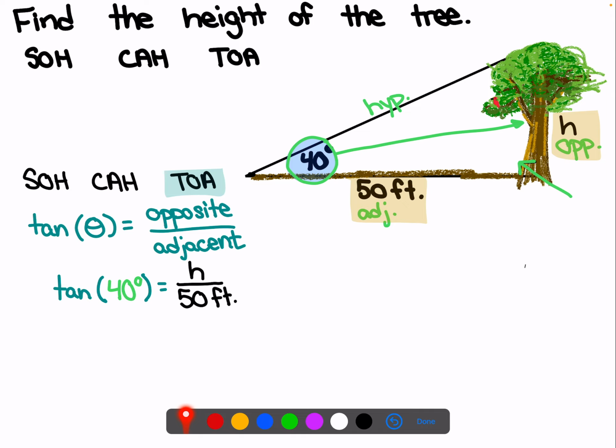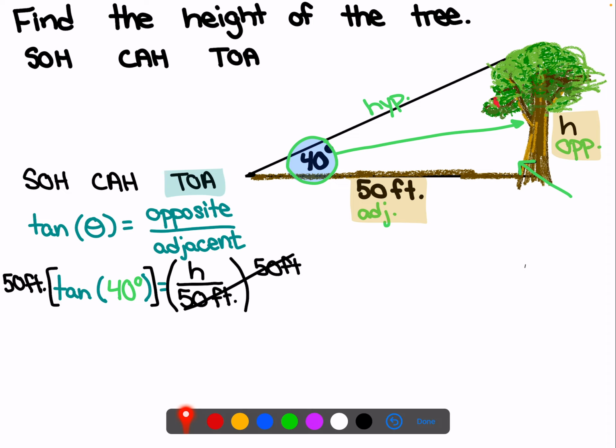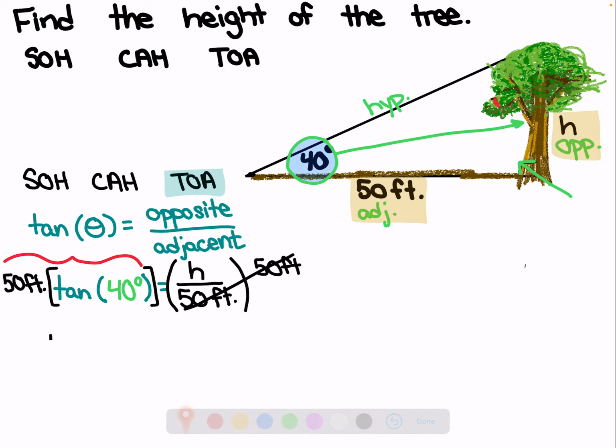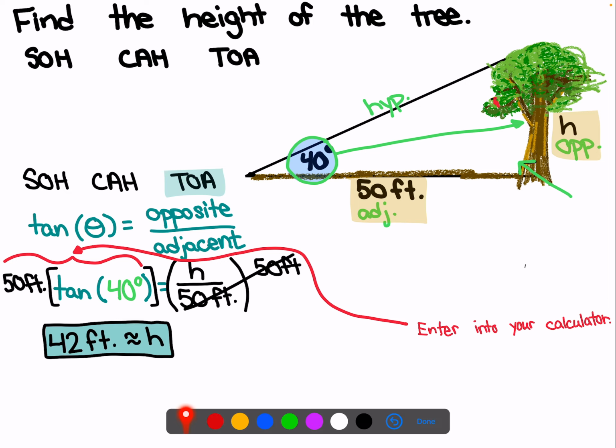If I want to solve, I need to get h by itself. So I'm going to multiply both sides by 50, and that will get h isolated. So therefore, we have 50 tangent of 40. If we enter this in on our calculator, 50 times tangent of 40, we end up with 41.95498156. Again, we're rounding, so it's going to be about 42 feet.